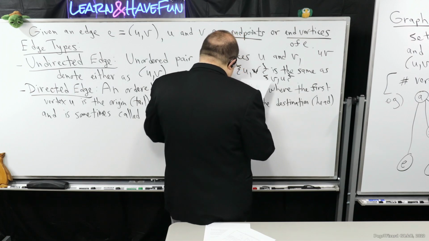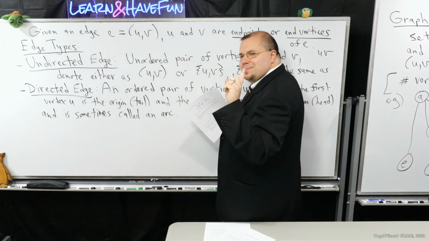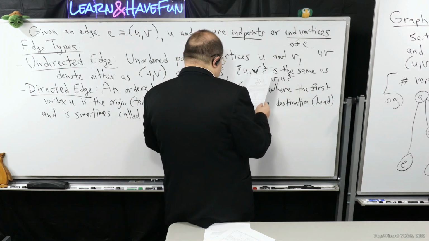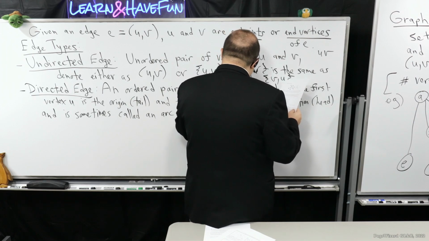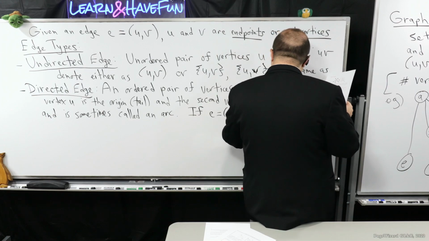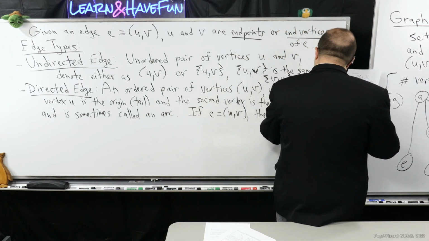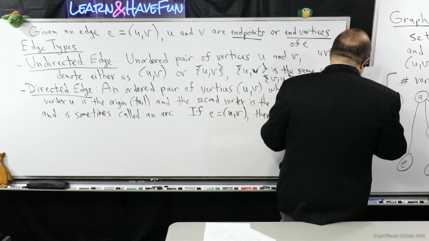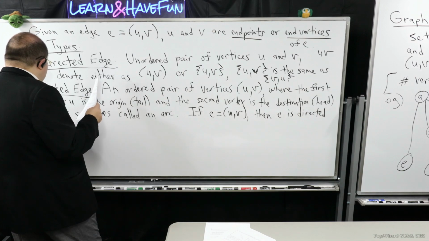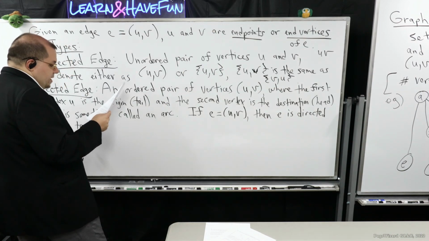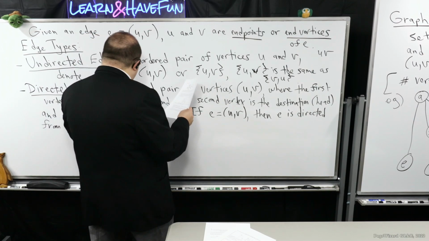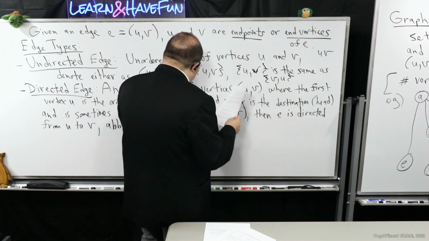So let me draw you a picture, actually, one other remark I want to make. Please don't mind, I know this is a lot of terminology, but you'll thank me later. If E is equal to UV, then E is directed from U to V. So that's a very common phrase you'll see. And this is very often abbreviated as U with an arrow to V, like this.